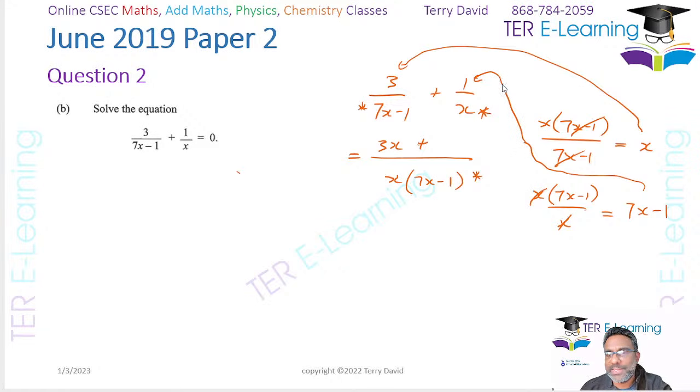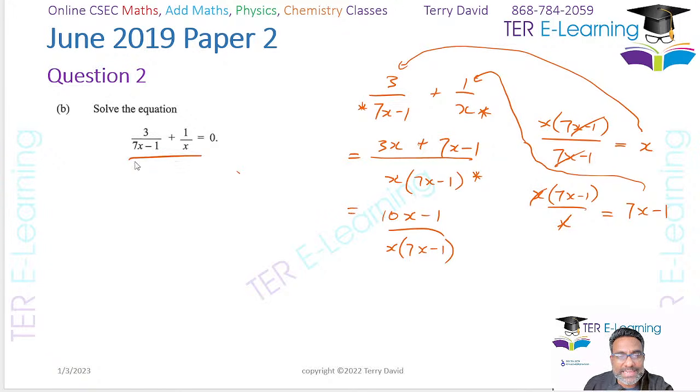Now I know the process may seem strange, but that is exactly how you add a fraction, right? So this here is going to be 7x minus 1. When I simplify the numerator, I'm going to get 3x plus 7x is giving me 10x minus 1 all over x by 7x minus 1, right? So that's when I add the fraction. So therefore, this here can be replaced by 10x minus 1 all over x, open brackets, 7x minus 1, right? And all of that is equal to 0.